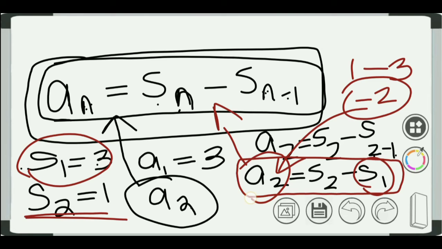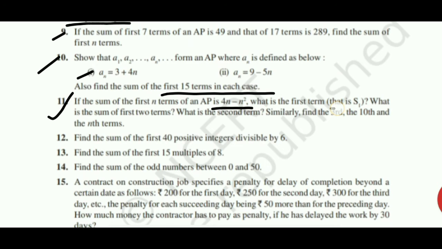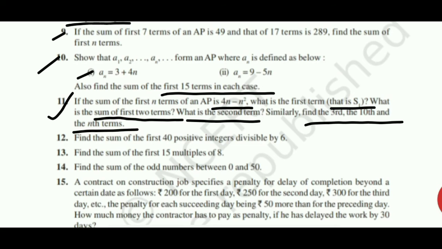How did you get the second term? By substituting this value of n in this formula, an is equal to sn minus sn minus 1. What is the first term, S1? We found. What is the sum of two terms? That also we found, S2. What is the second term? That is a2. Just now we found a2. Find the third, 10th and nth terms. Now we need to find third term, 10th term and nth term.